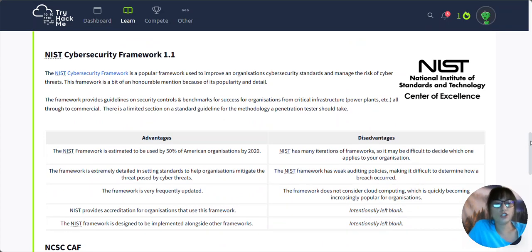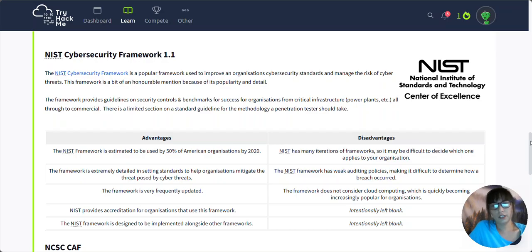Its advantages are: 1. The NIST framework is estimated to be used by 50% of American organizations by 2020. So this is an older learning path. It's because it's 2024 now. 2. The framework is extremely detailed in setting standards to help organizations mitigate the threat posed by cyber threats. 3. The framework is very frequently updated. 4. NIST provides accreditation for organizations that use this framework. And 5. The NIST framework is designed to be implemented alongside other frameworks.